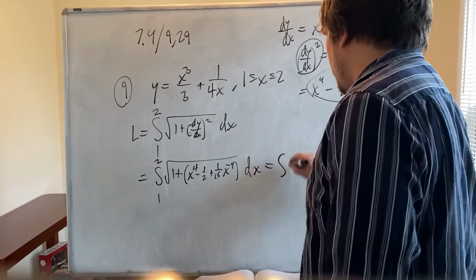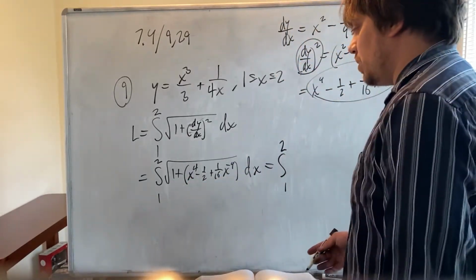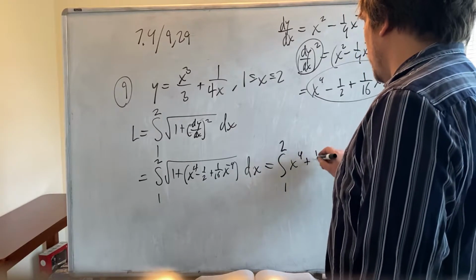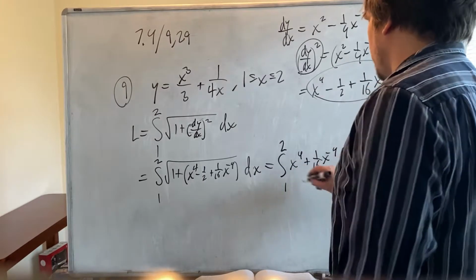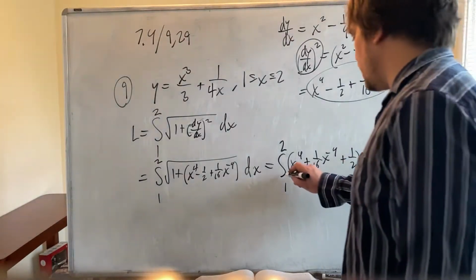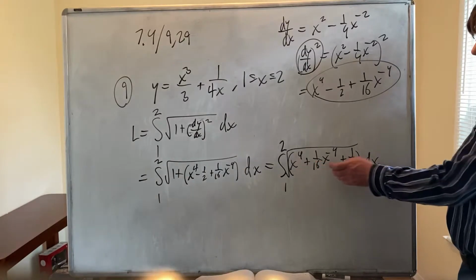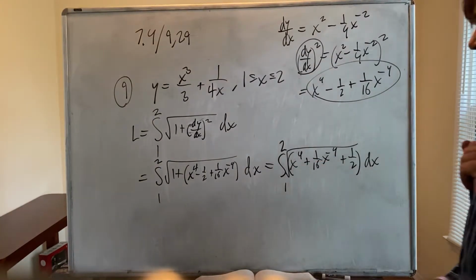And so this is equal to the integral from 1 to 2. 1 plus negative 1/2 is positive 1/2. This is x to the 4th plus 1/16 x to the negative 4 plus 1/2 dx. Oh, it's the square root of that. It's the integral from 1 to 2 of the square root of x to the 4th plus 1/16 x to the negative 4 plus 1/2. So here's the trick.